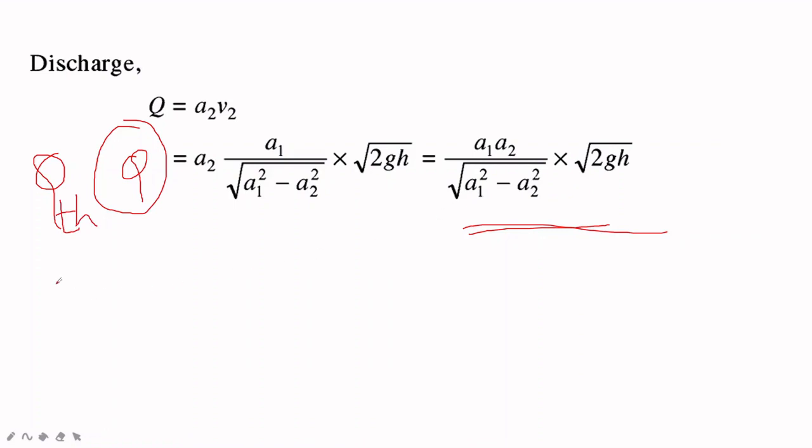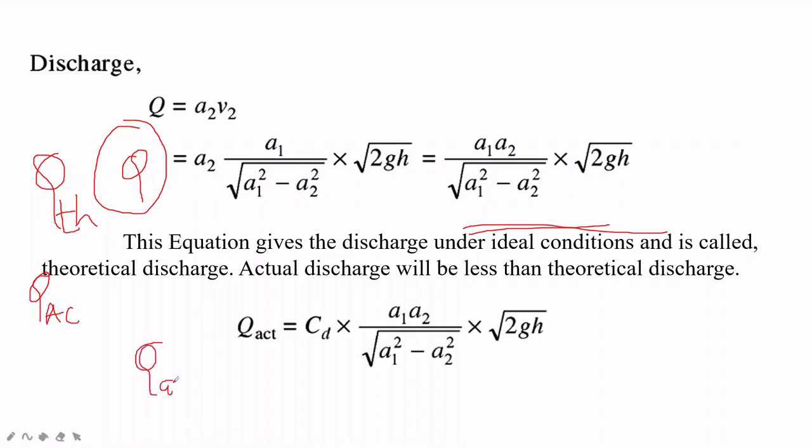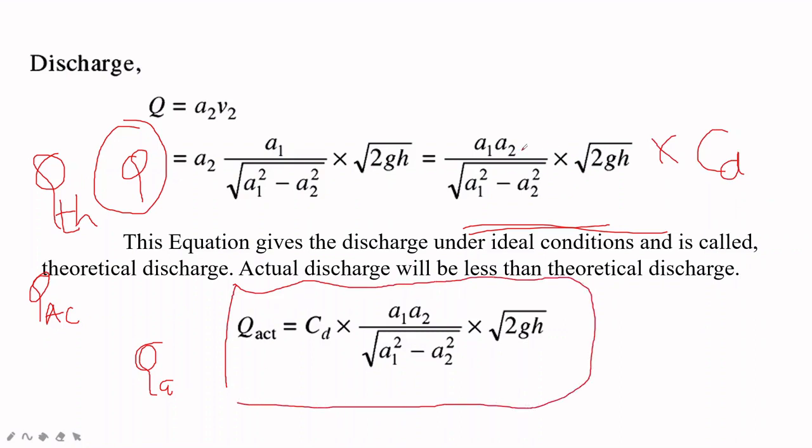The actual discharge is actually less. So the actual discharge will be less than the theoretical discharge. So for that there is another formula, we will take one coefficient, that is Q actual. Q actual is equal to, we will multiply with CD, where CD is the coefficient of Venturimeter, and it is less than 1. So Q actual is equal to CD into the same A1 into A2 divided by root of A1 square minus A2 square into root 2GH.